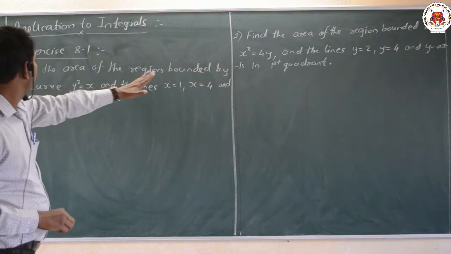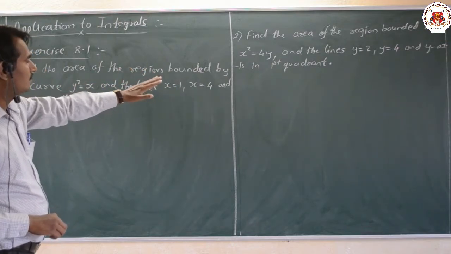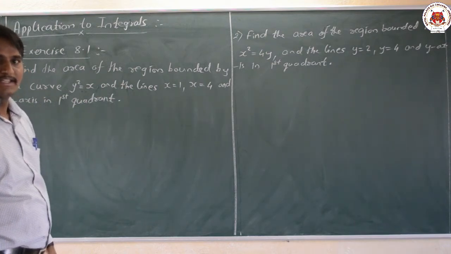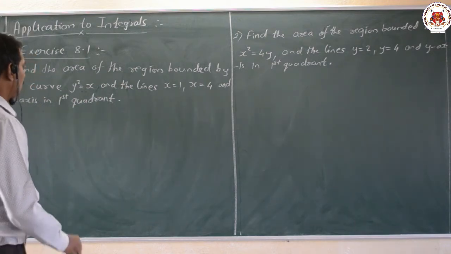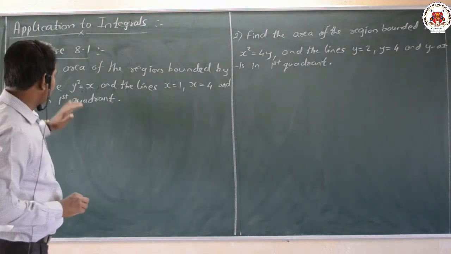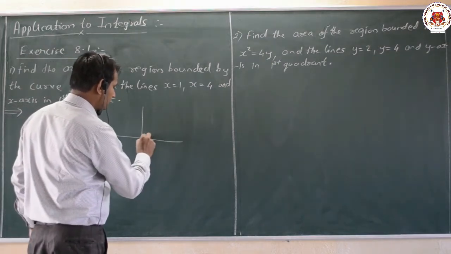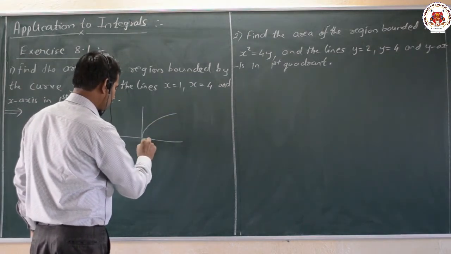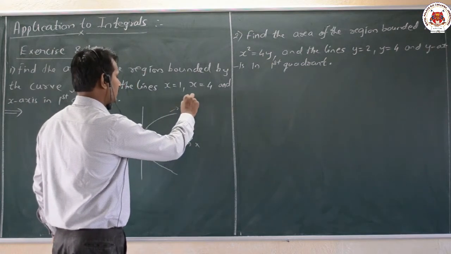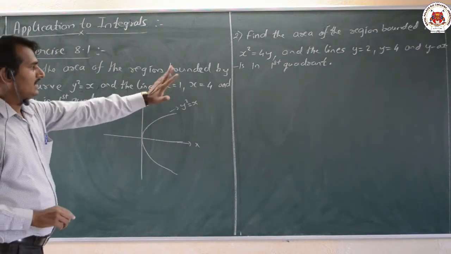Find the area of the region bounded by the curve y square equal to x, the lines x equal to 1, x equal to 4, and the x-axis in the first quadrant. Now, what is given is y square equal to x. That is nothing but the equation of a parabola. Here is the curve y square equal to x, and the lines x equal to 1 and x equal to 4.